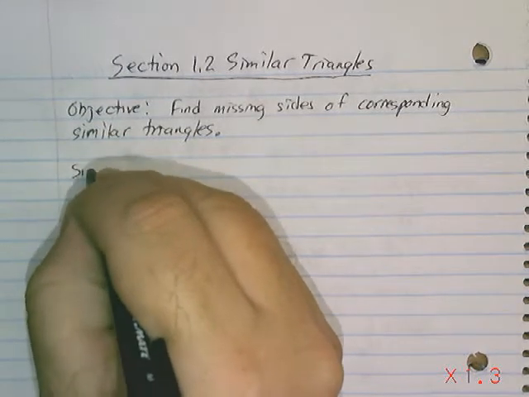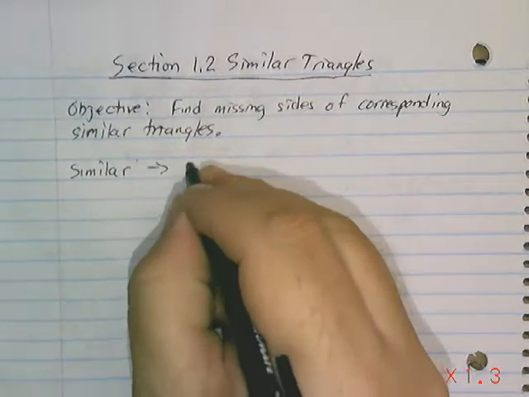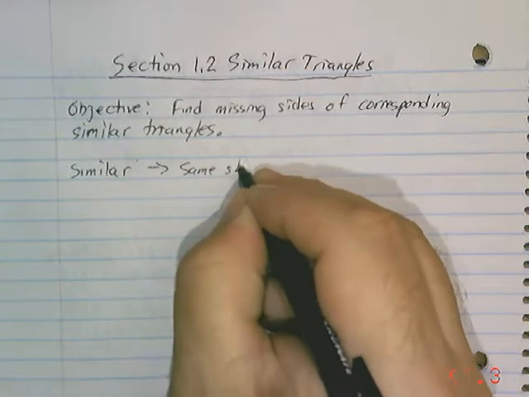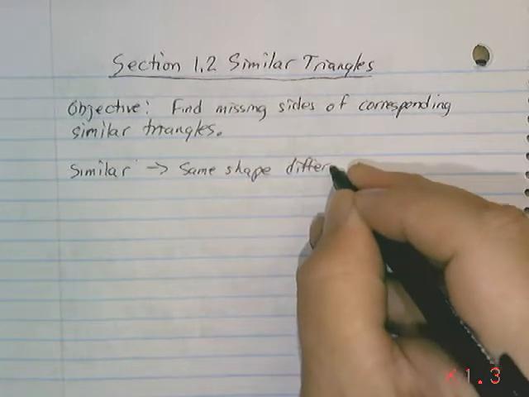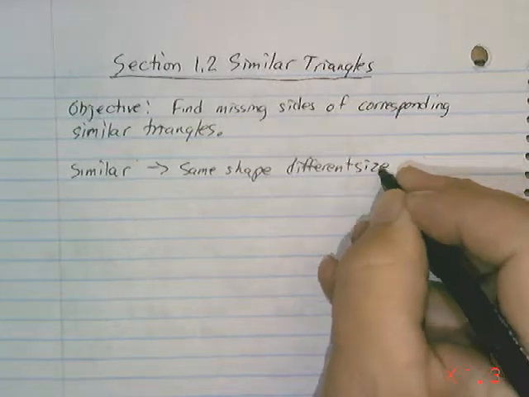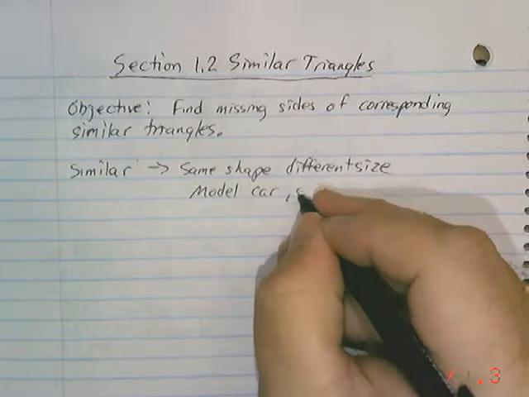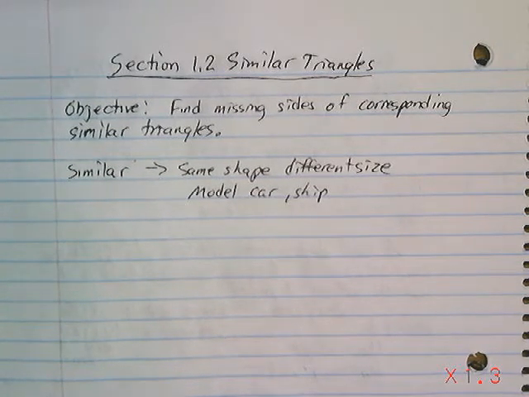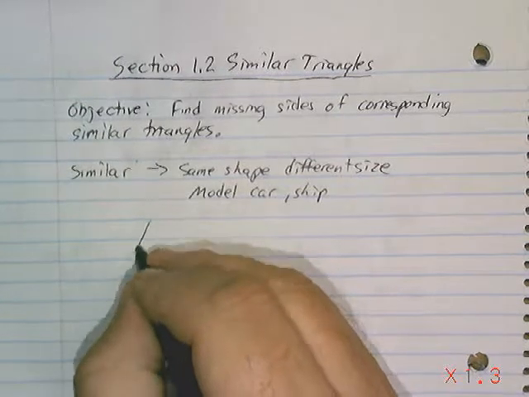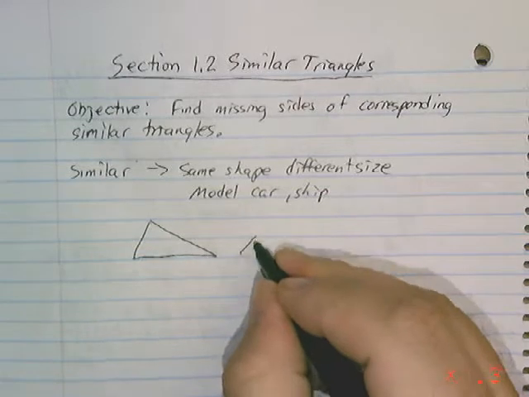Similar, they are the same shape, different size. Okay, a model car or model ship. Same shape, different size. In triangles, if we have two triangles that are similar, these are the same shape, different size. Okay. These are corresponding angles. These two angles correspond to each other. They're in the same place in the triangle.